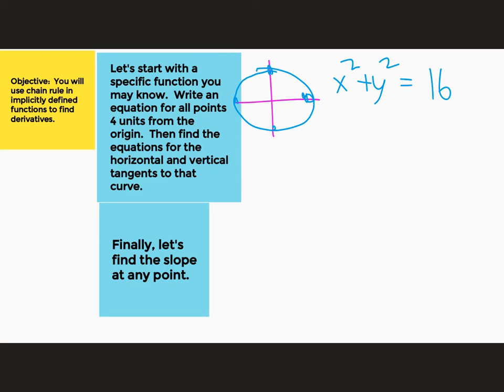So now, vertical and horizontal tangents, I can pick those off. The vertical tangents are going to be at x equals 4 and negative 4. The horizontal tangents are going to be y equals 4 and negative 4. But let's go through some work.